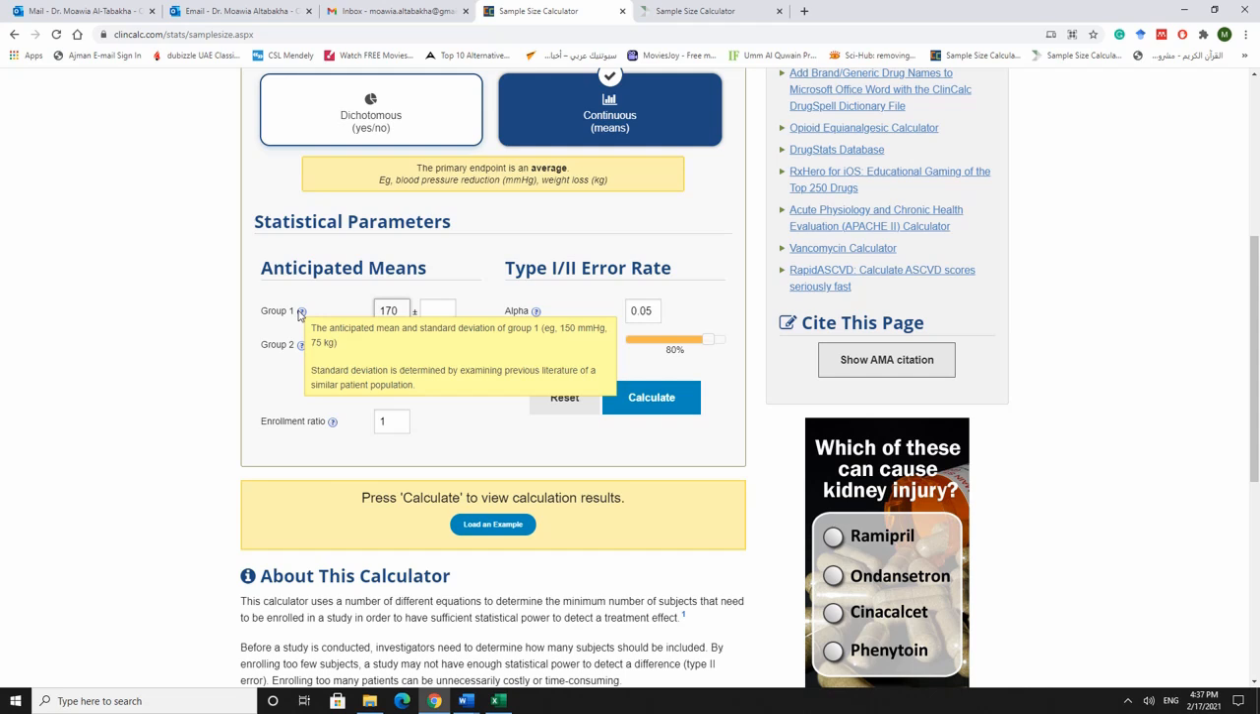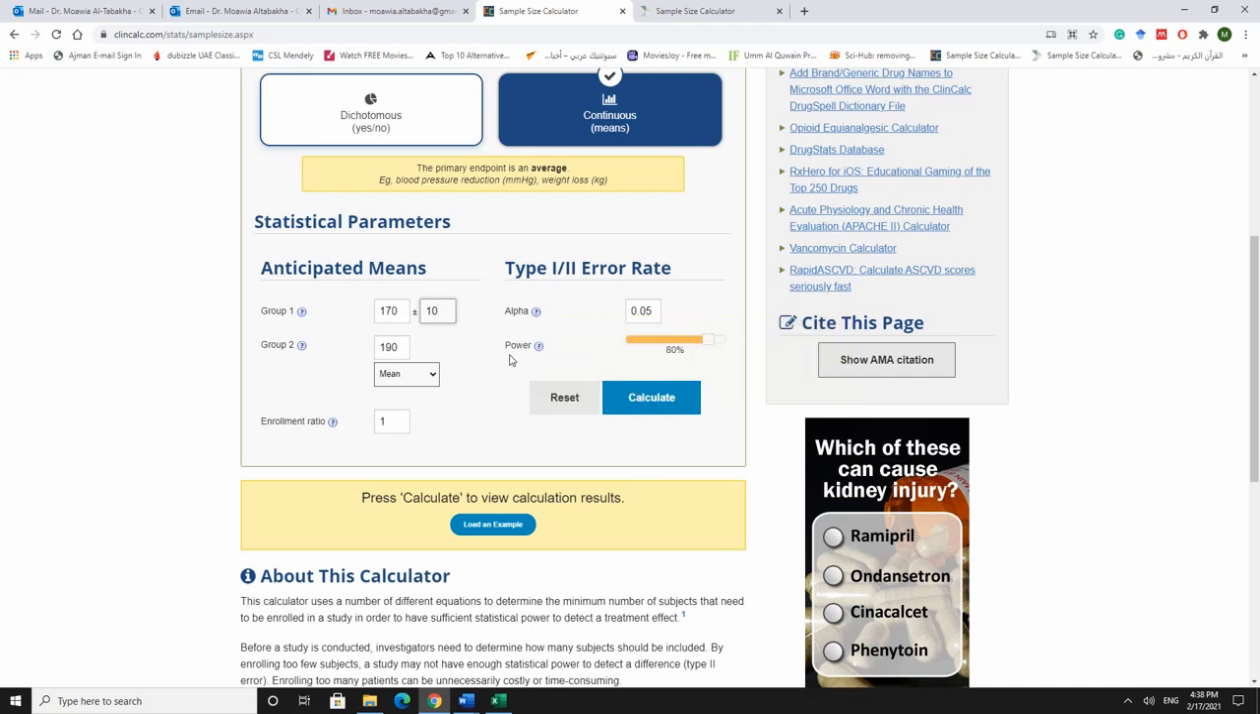Of course, how do you know standard deviation? You need to look at previous literature, or you can use what you expect. Okay, for example, according to the drug given in group 2, I expect a standard deviation of 10. And remember, the higher the standard deviation, which is variability, the higher the variability, the higher is the sample size, and I will show you now.